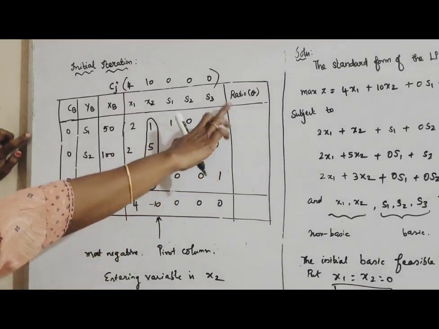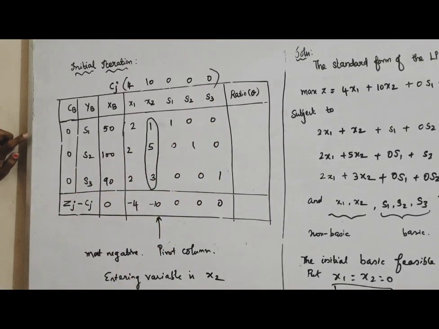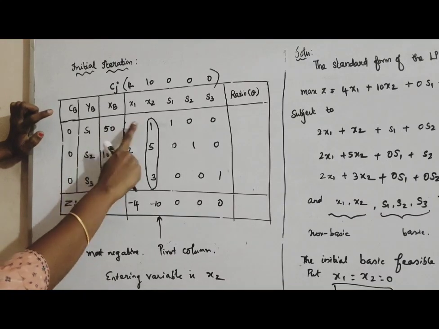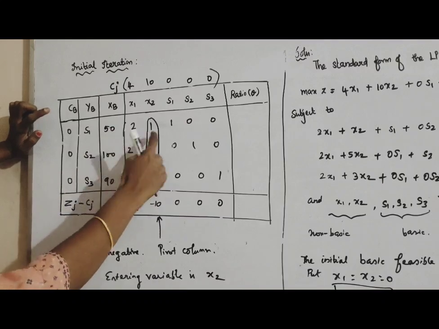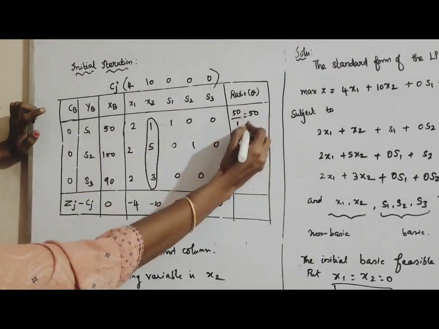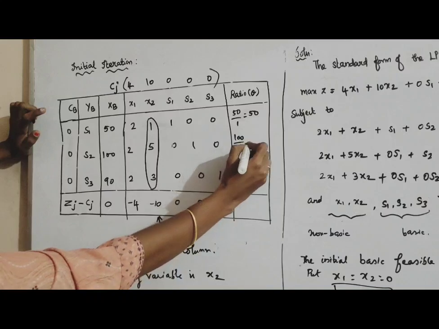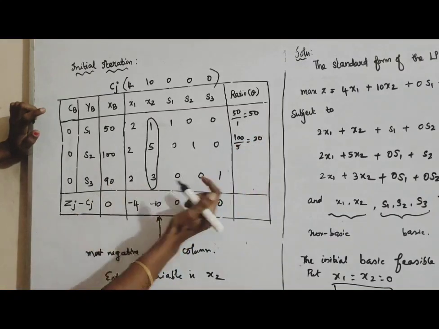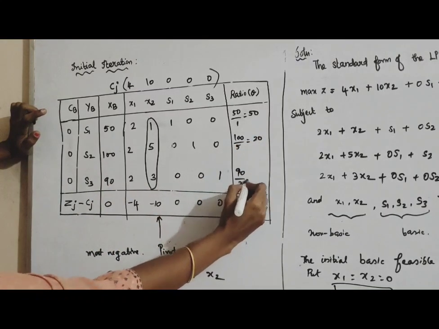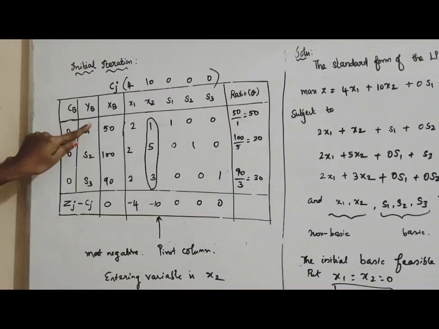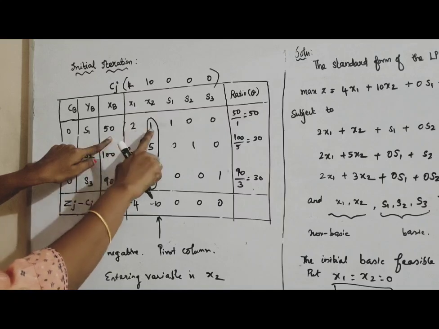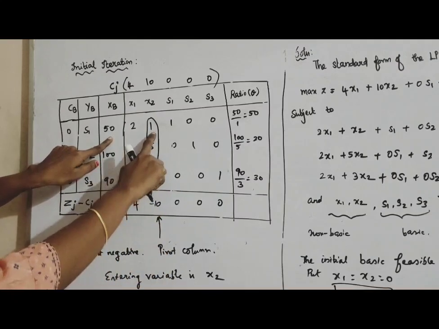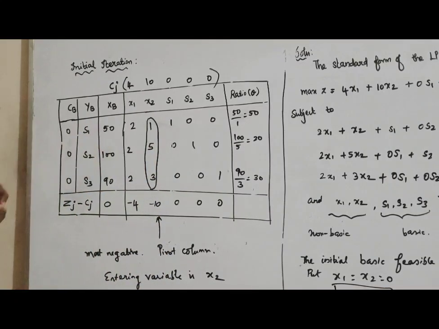For that only we are going to find this ratio. How do we find the ratio? You have to divide this xb column by this pivot column. That is 50 by 1, that is 50, 100 by 5, that is 20, 90 by 3, that is 30. That means you have to find the ratio by dividing the xb column with the corresponding pivot column element.